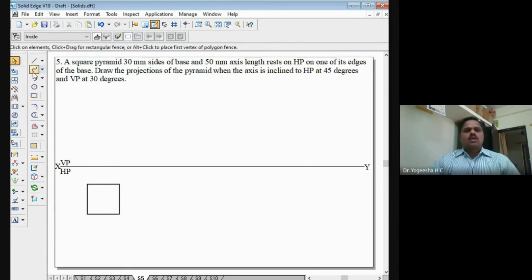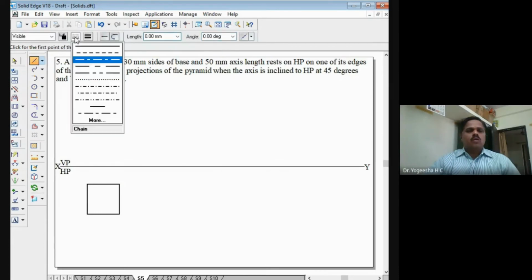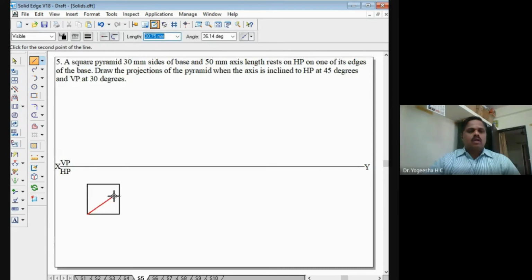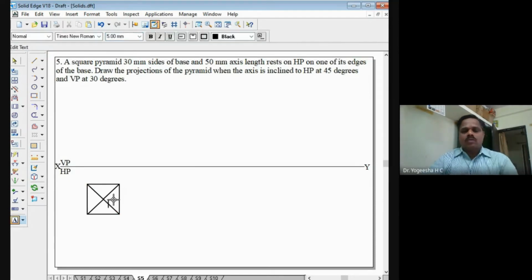It should be a continuous line. I'll take the line tool now, continuous line, thick line only. I will join these diagonals now because I have to mark the apex of the pyramid. So this is the apex of the pyramid. So axis O in the bracket O1 here, and these points are A, B, C, D, the base corners of the pyramid.